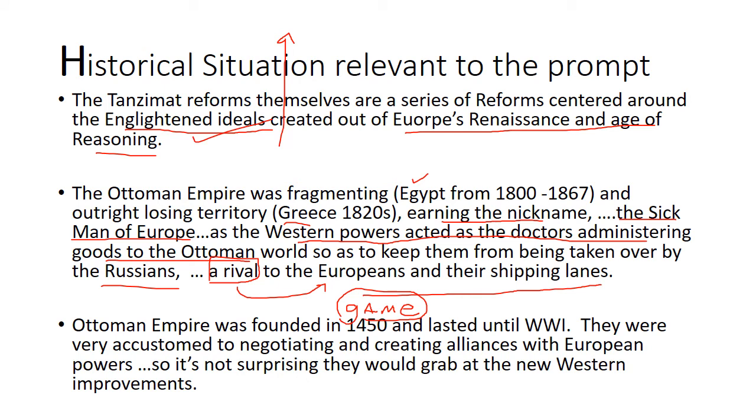The Ottoman Empire was founded in 1450 and it lasted well until World War I. This means that these Ottoman people had a long history of negotiating with the West. So it's not surprising they would grab at new Western improvements. That makes perfect sense. So again, what the West was doing over there with their new enlightened ideals, it took a while, but the Ottomans finally said, well, we're going to do that too, because we're so geographically next to you. See, this is completely opposite of what we're going to see in other documents, like say the Chinese. They didn't want to be like the West. So there you go.